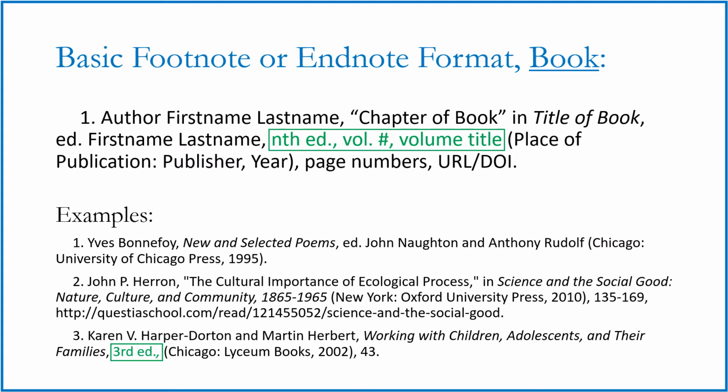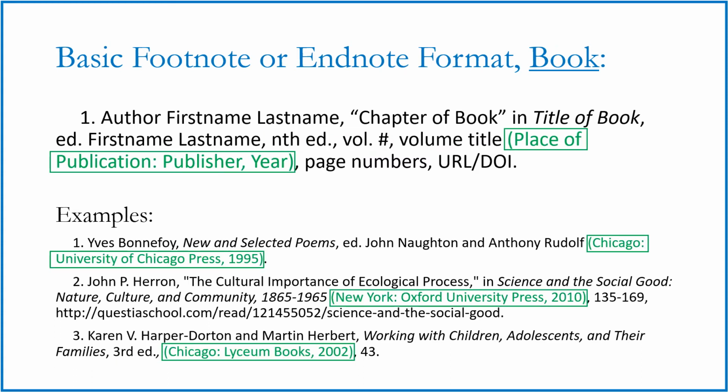If your source has an edition or volume number, that would come next. And the next element you will list is the publisher. In parentheses, put the city where the book was published, then a colon, a space, and the name of the publishing company with all major words capitalized. Then a comma and a space, and the year it was published.